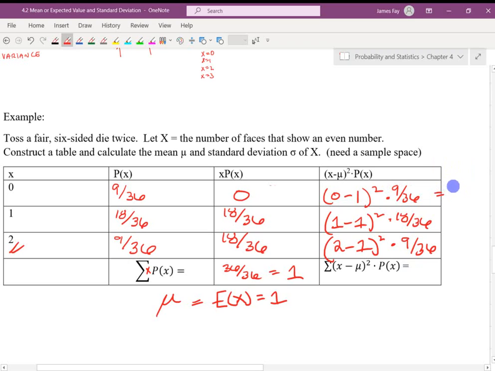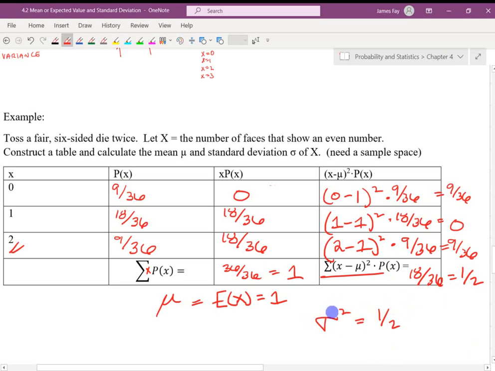When I calculate these, though, what's 0 minus 1 squared? 1 times 9/36 is 9/36. Okay. 1 minus 1, 0. 0 squared, 0, right? 0 times 18/36, 0. 2 minus 1 is 1. Squared is 1 times 9/36, 9/36. Okay, so those are my deviations squared times their individual probabilities. Okay, down here it says we're going to sum those. If I sum those, I get 18/36, right? Okay, so 18/36, or 1/2, and that is our variance.